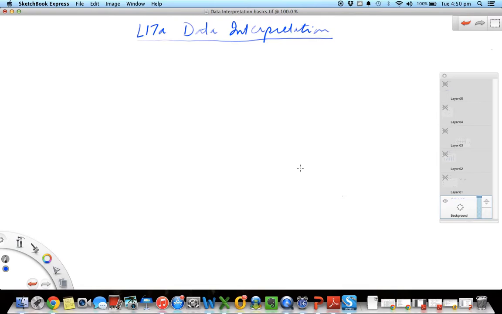So first, to give you an overview, data interpretation on GRE typically involves 3 to 4 questions per section. So in total, you can expect to see up to 8 questions across the 2 quantitative sections on GRE. That's a lot of questions, a lot of points to take. As the name suggests, data interpretation involves lots of data.